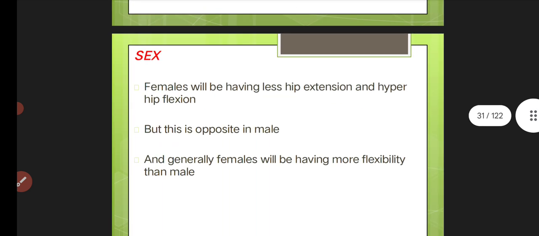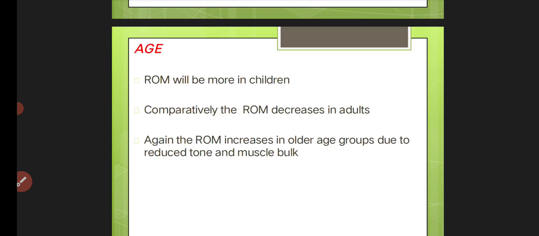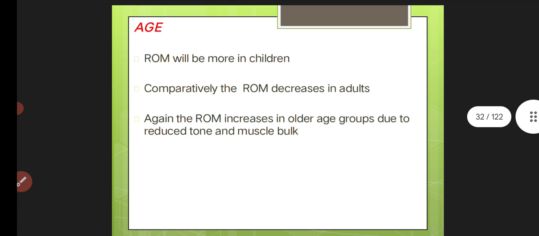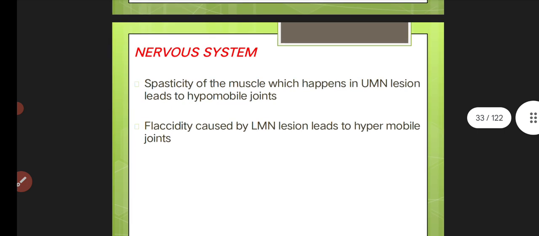Sex: the female will have less hip extension and more hip flexion, but it is the opposite in the male. Age: range of motion will be more in children, comparatively the range of motion decreases in adults. Nervous system: spasticity of the muscle leads to hypomobility, and flaccidity causes hypermobility.